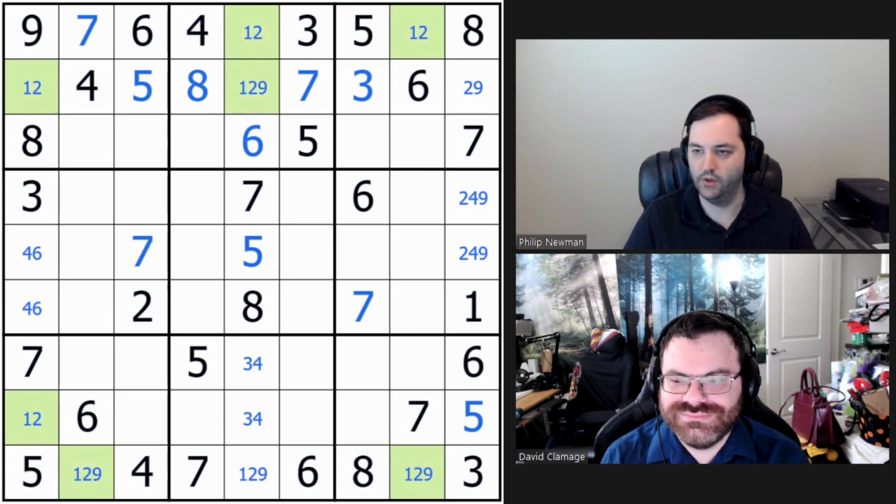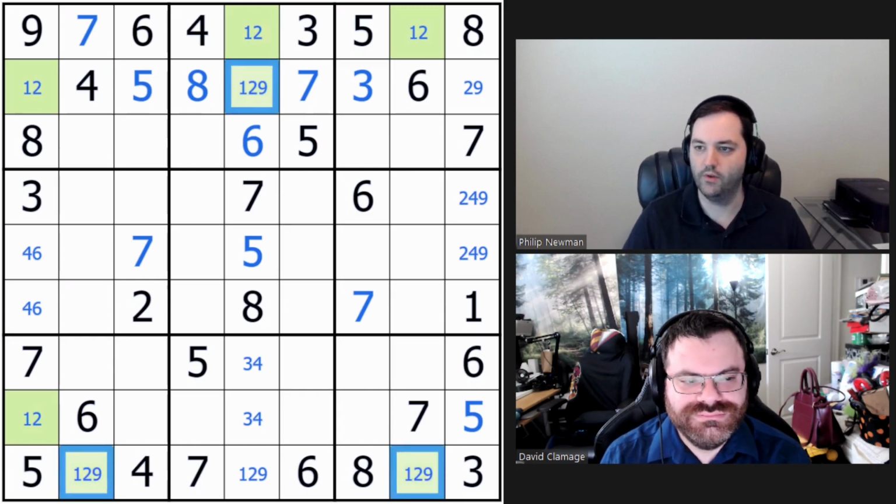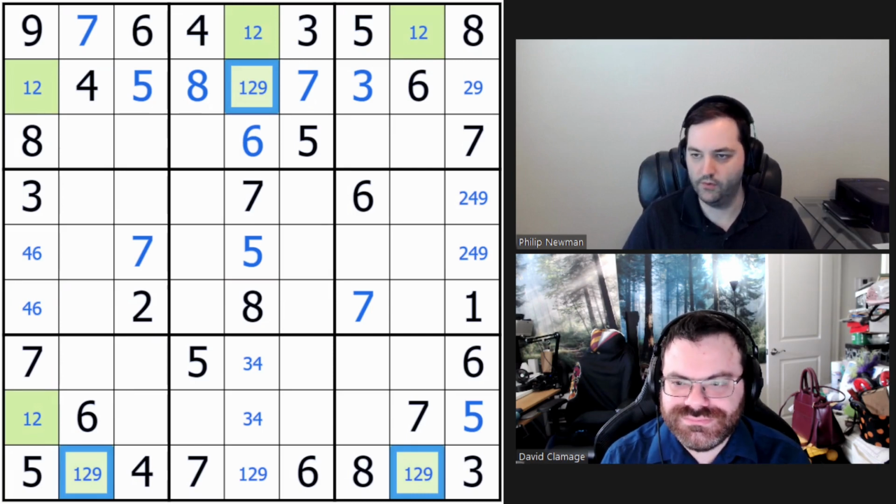But usually what it's doing, just in general, is there will be some candidates that are preventing the oddagon. And you know that at least one of those candidates has to be true. So any cell that sees all of those candidates, or any candidate that sees all of those candidates, can't be true. They don't necessarily have to be on the same digit. Right.